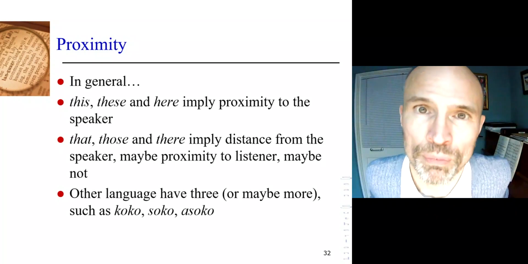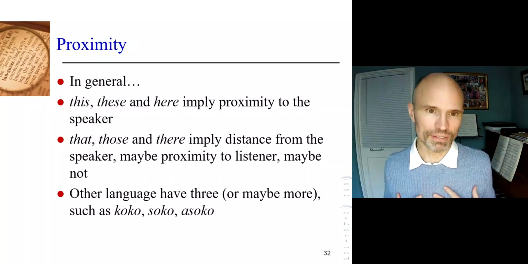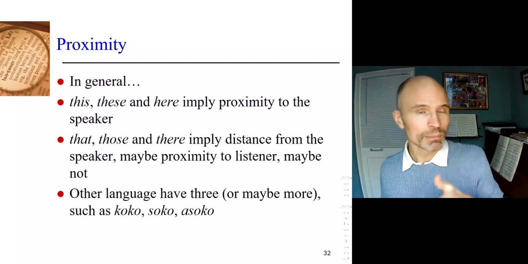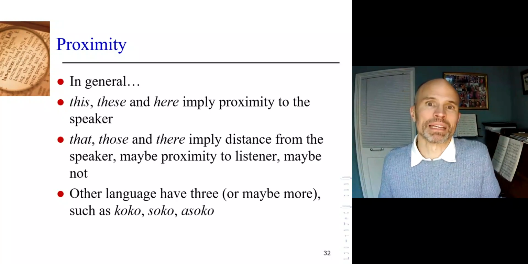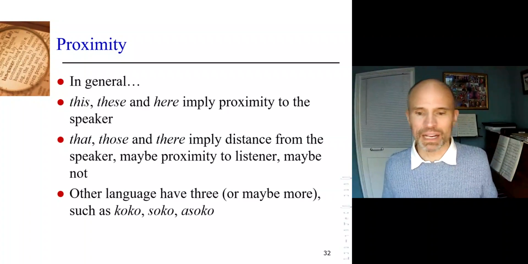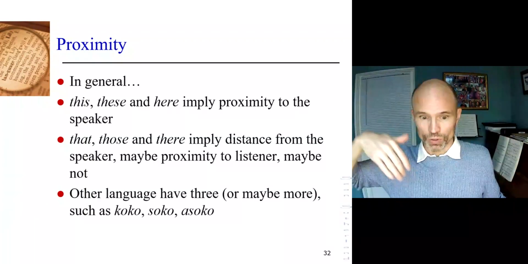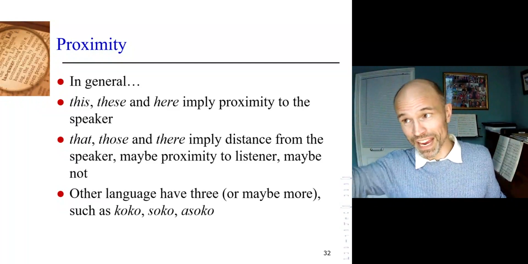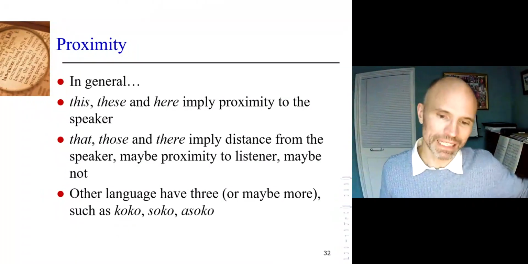A lot of languages have three forms of demonstrative reference. One to mean near me, this. One to mean near you, and one to mean not near me or near you. Right? In English, that can mean both not near me but near you, or not near me and not near you, and you don't know which one, right? Other languages, like Japanese with koko, soko, and asoko: koko is near me, soko is over there, nearer to you, and asoko is not near me or near you, but some other place, right?